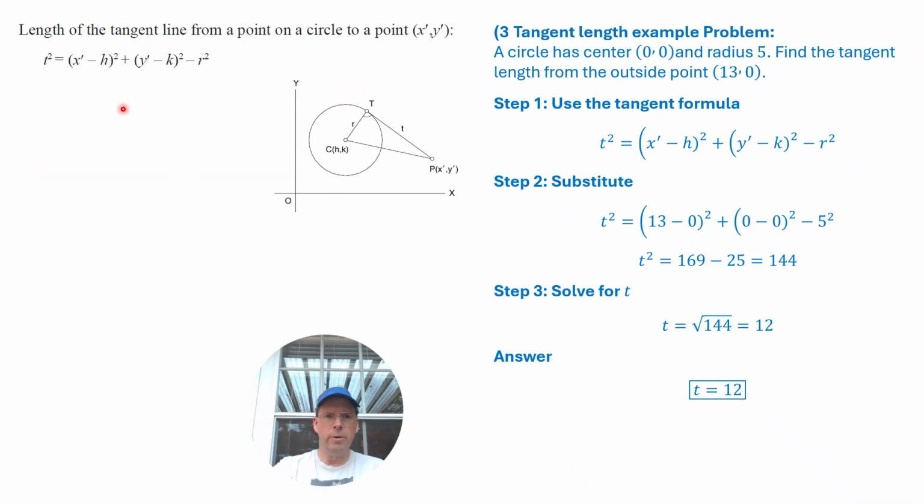And an example for the tangent length, let's say the circle has a center (0, 0), radius 5. Find the tangent length from the point outside at (13, 0). I wrote out that standard formula that we're given, and I substitute in the values x prime, y prime, that's the point outside here. And the center, we had h and k, so we put in zeros there. We know the radius given is 5, we put that there. Calculate it, solve for t, and you get t is equal to 12.